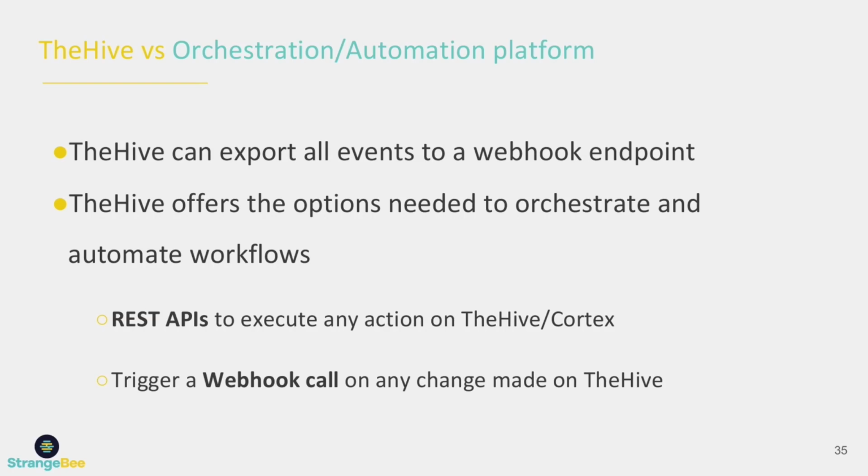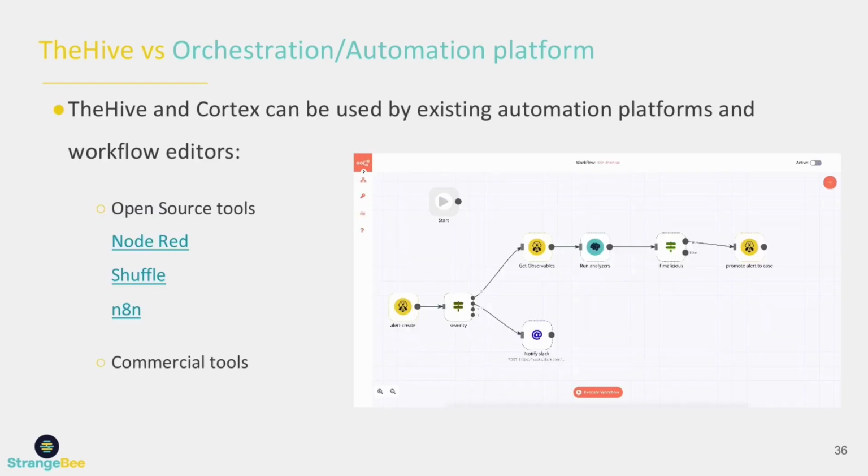So all of this allows TheHive and Cortex to be used to orchestrate and automate some workflows. We know TheHive and Cortex can already be used by existing automation platforms like Node-RED, Shuffle, and n8n, and we also know that they are used in commercial tools.